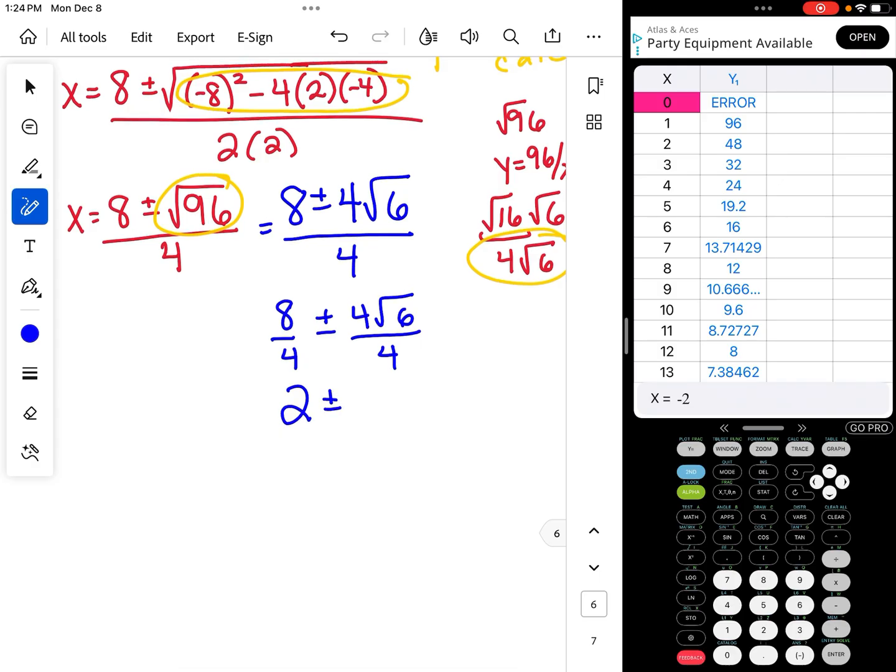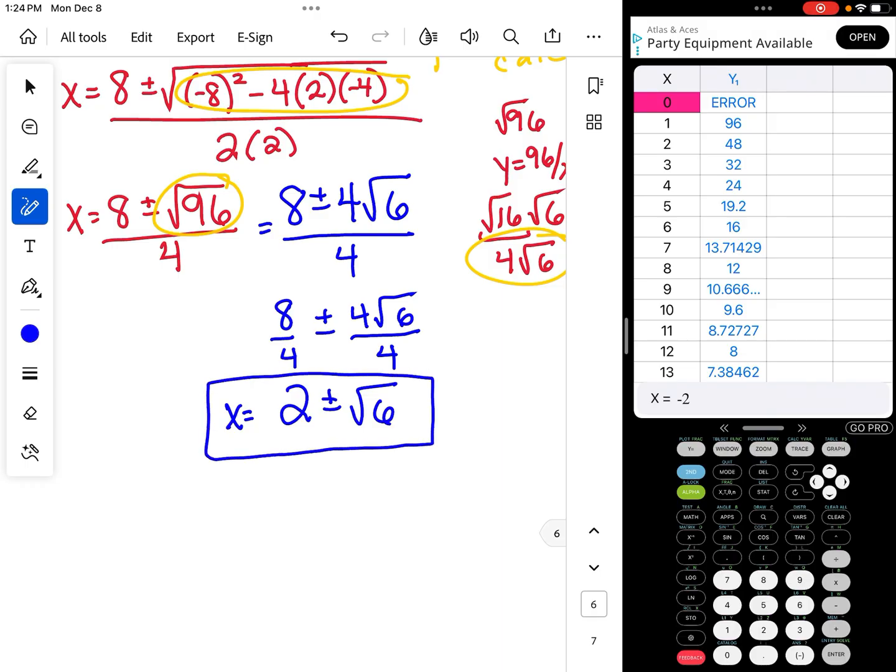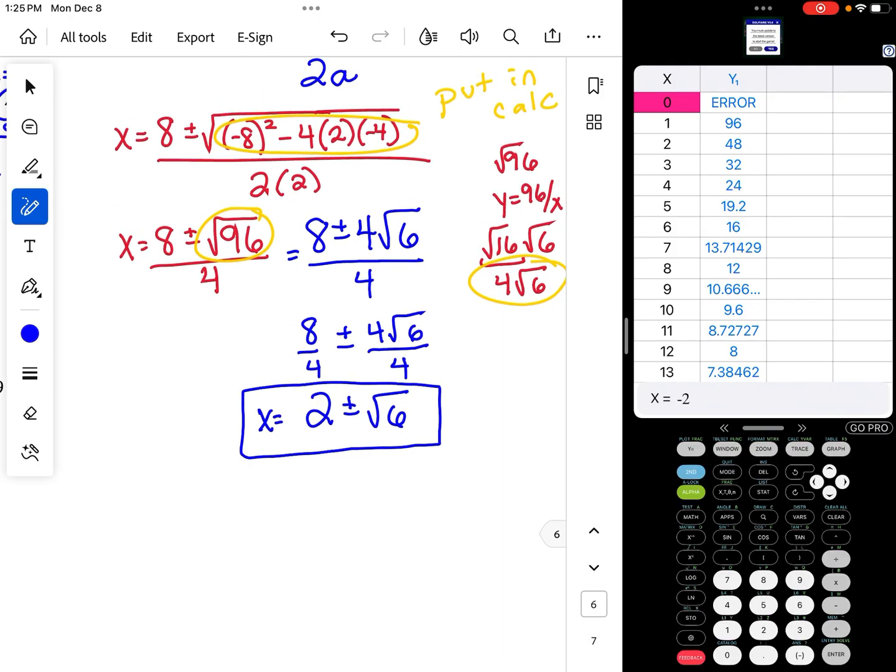Well, 4 over 4 is 1, so this would just be plus or minus 1 square root of 6, but we don't need that 1 here, so we're just going to write it as square root of 6. And that would be our answer. I needed to write x equals, though. So that's the exact solution for our solution to that equation.